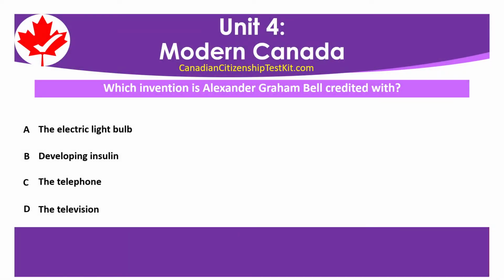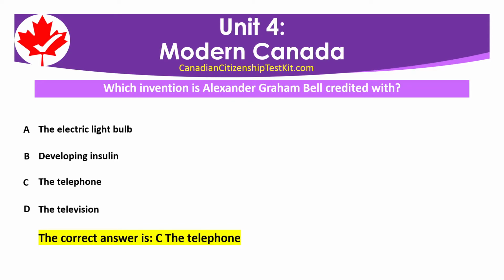Which invention is Alexander Graham Bell credited with? A. The electric light bulb. B. Developing insulin. C. The telephone. D. The television. The correct answer is C. The telephone.